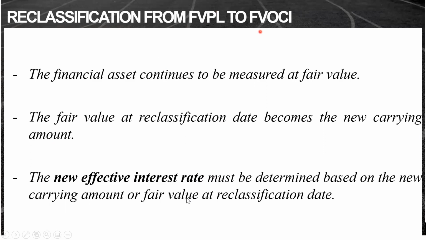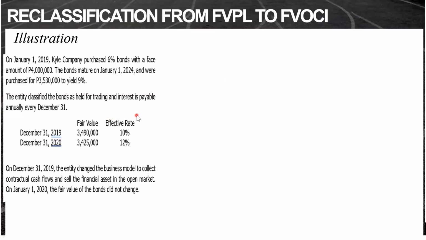So since yung ating updated na business model is gagamit na ng FVOCI, and then for FVOCI, kailangan nating mag-amortize. So pag mag-amortize tayo ng either bond discount or premium, gagamit na tayo ng bagong effective interest rate. So this is our illustration.